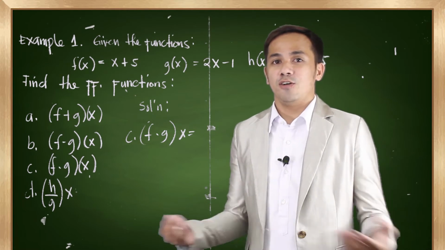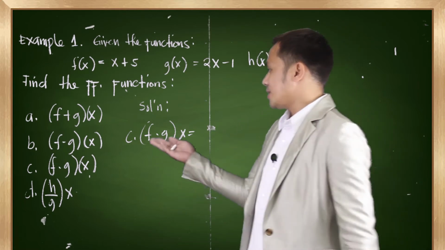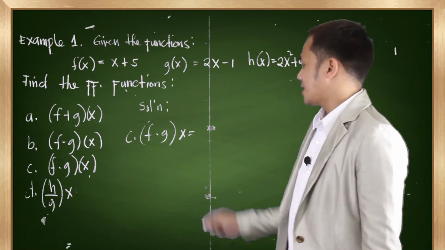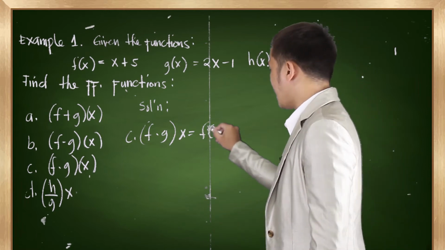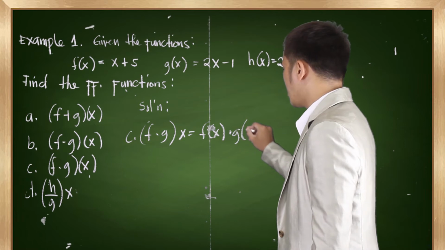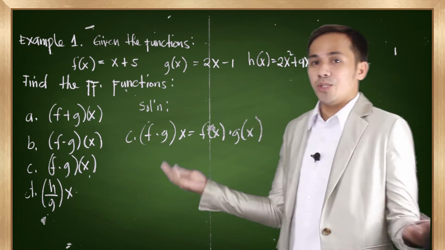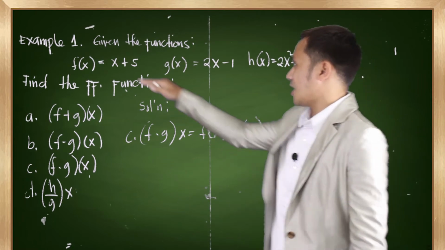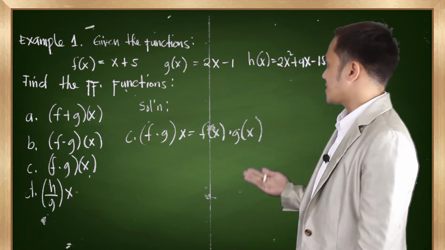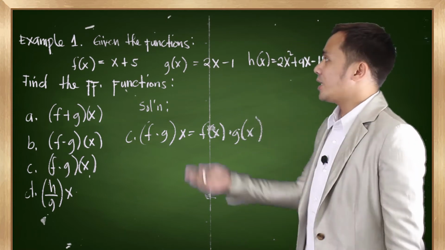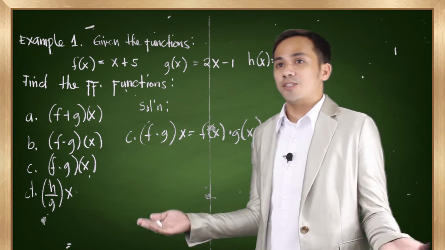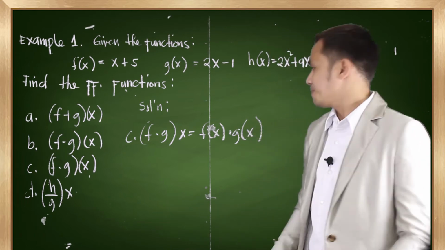And for letter C, we are going to find the product of the two functions f of x and g of x. Since we know that the f times g of x can be written in the form of f of x times g of x. And we know that the f of x is x plus 5 and the g of x is equal to 2x minus 1. We can substitute the values of the functions f and g.